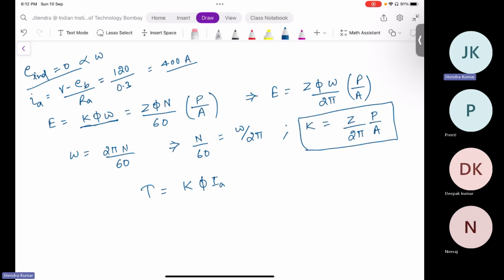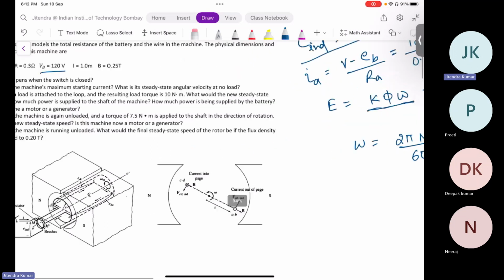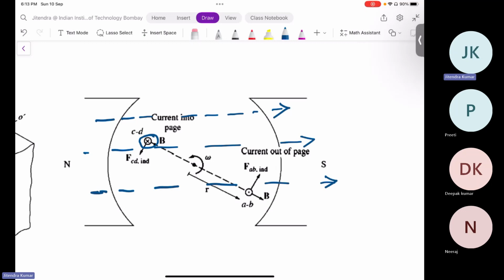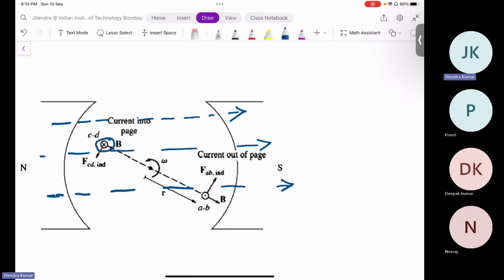So see, let me use this figure. This is your coil. Its current is going into the page and it is rotating, right? It is rotating and your flux is flowing in this manner from north to south. So what is the EMF induced in such cases? V cross B into L, I can write, right? Yes, sir. Okay.